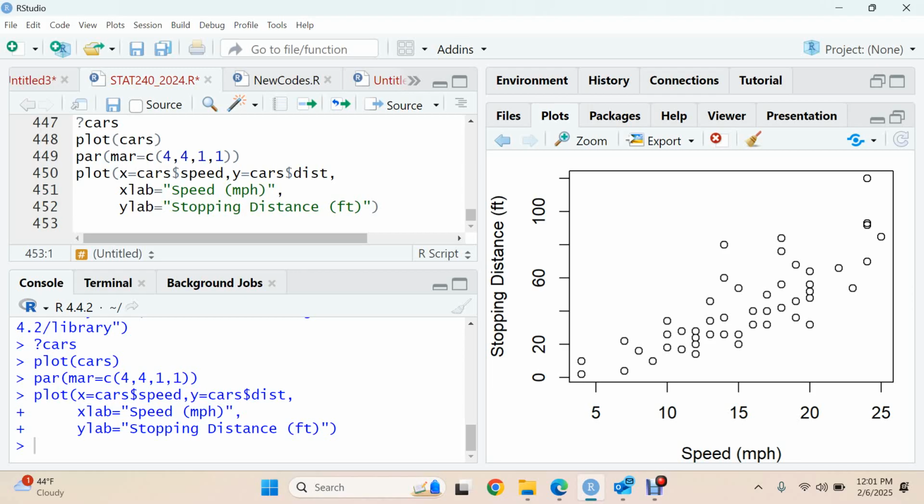Because I did plot cars, and now I say cars 93, so you also plot cars 93.